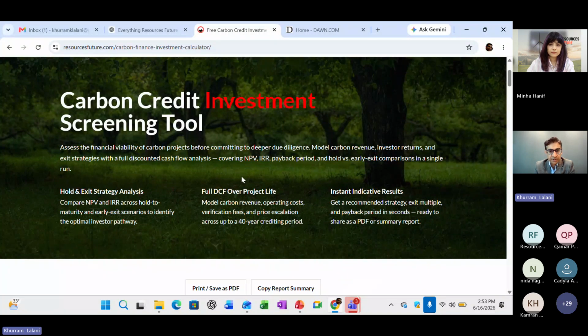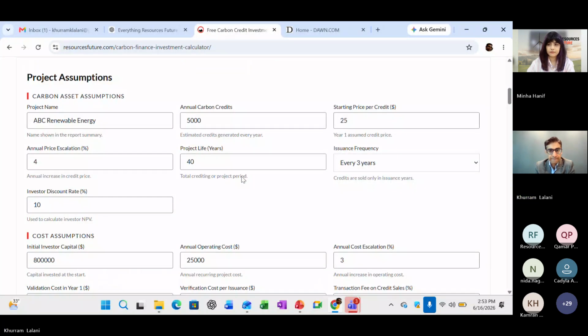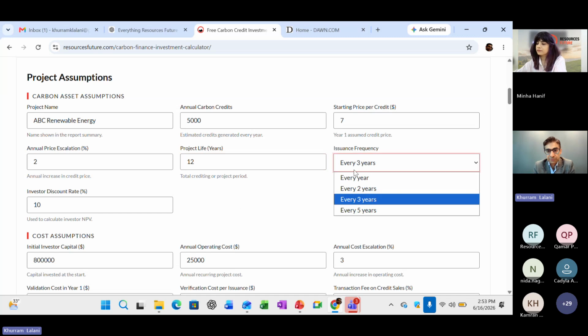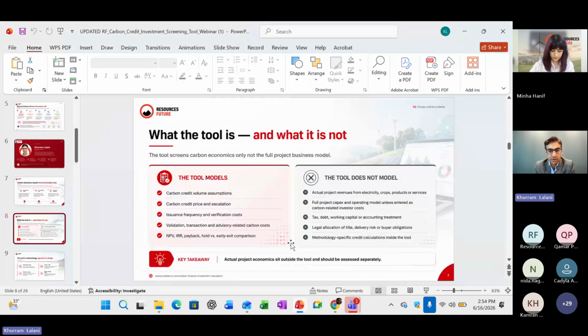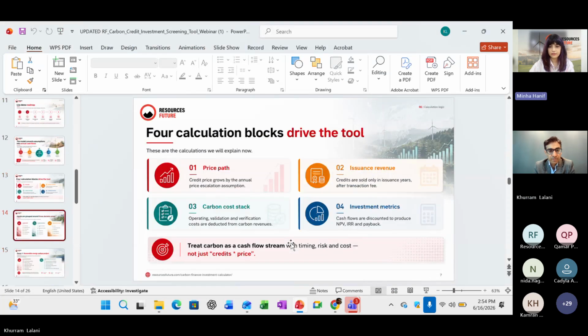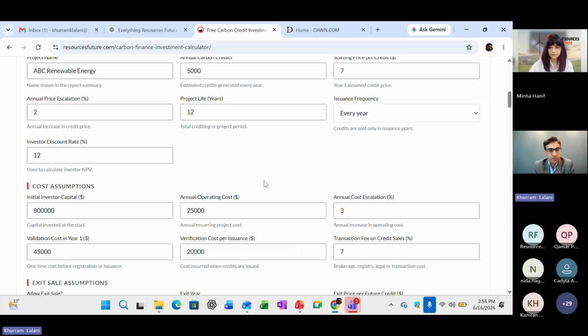All right, so let me know if my screen is visible. Yes, great, it's up. All right, so the starting price per credit is around 7. I can't see the screen, so maybe Meena, if you can help me out with the numbers that we have. Annual price escalation is 2%. Project life is 12 years. Issuance frequency is every year, and the investor discount rate is, I believe, 12% or 10%. We can just quickly see. It's 12%. Yeah, so it is 12%.